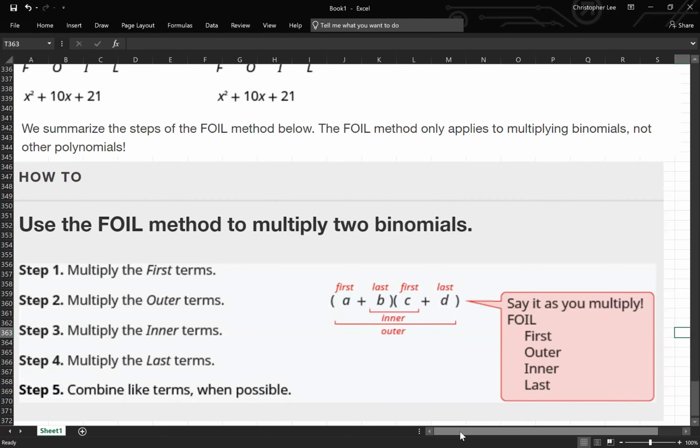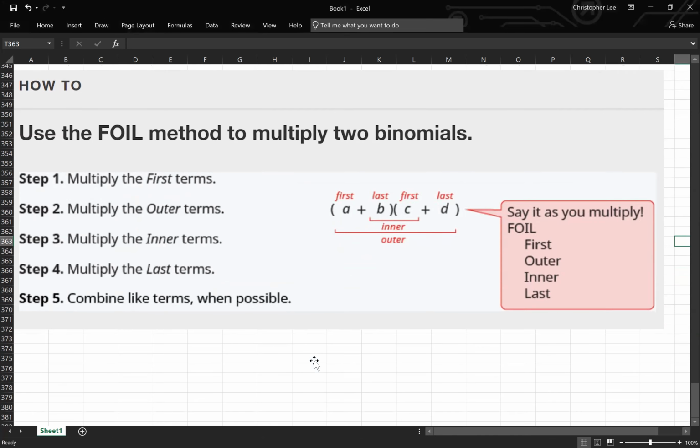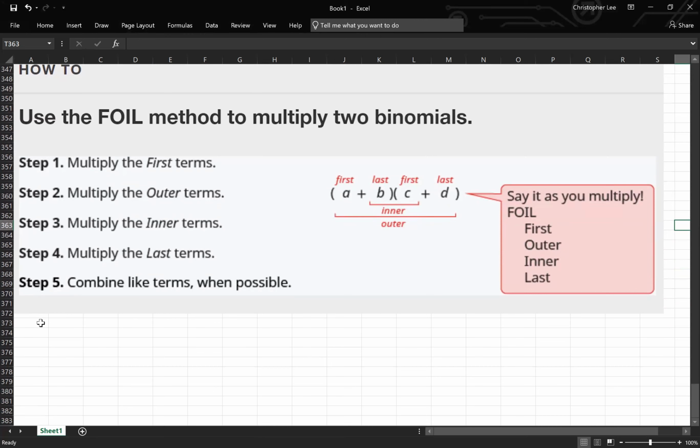All right. You guys can copy that down. All right, just a little how-to.